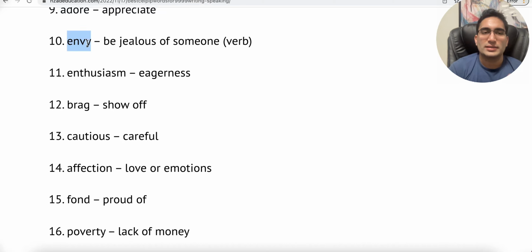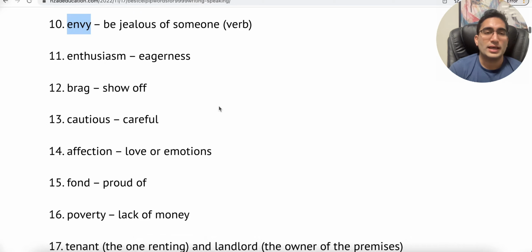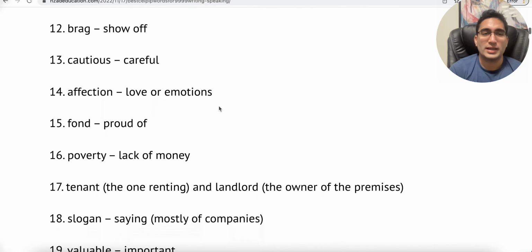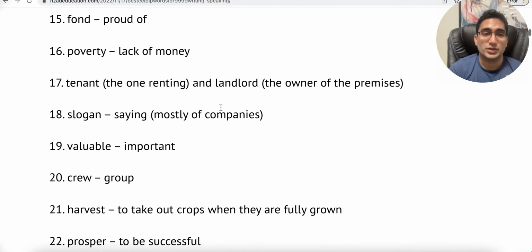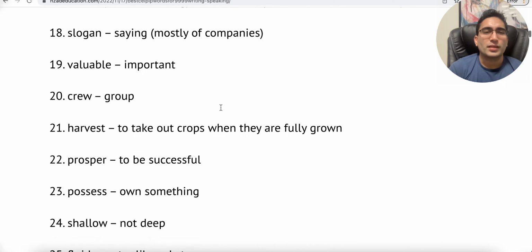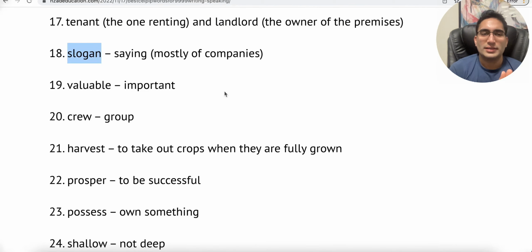So envy is a good synonym of jealousy. You should use that, but I think people mostly do know that. Like affection is a very common one. You should know that too. Now, the word slogan, it is, I would say, again, it's the intermediate level word, but people don't use it ever in writing or speaking, but you can as an expression.